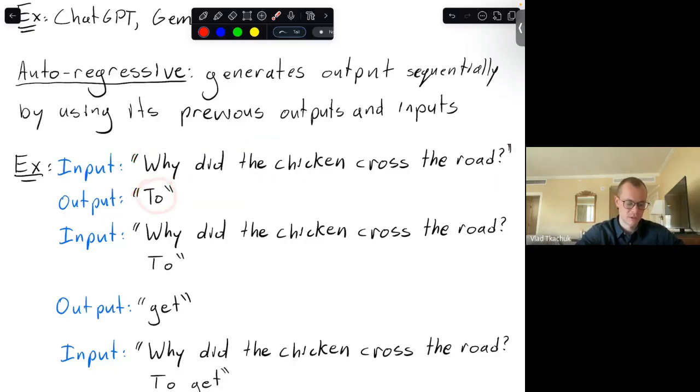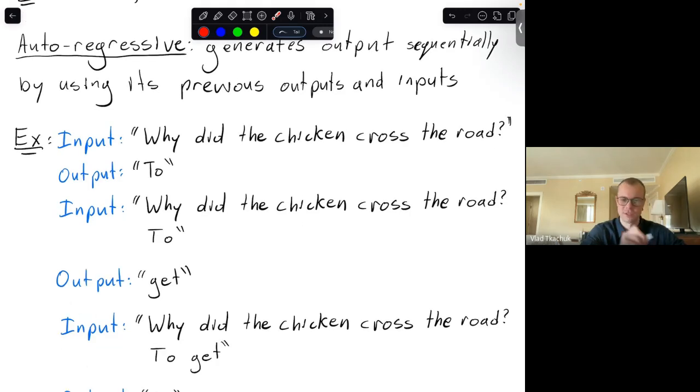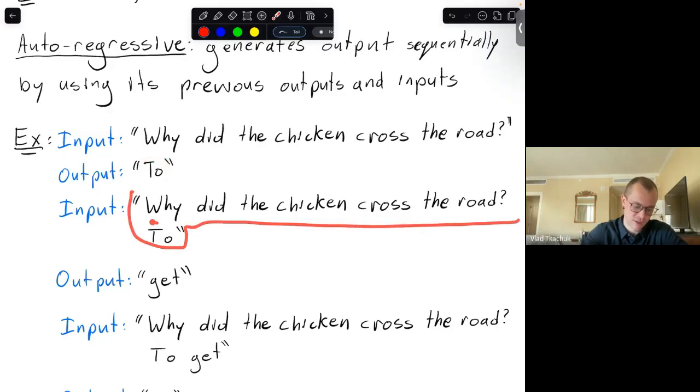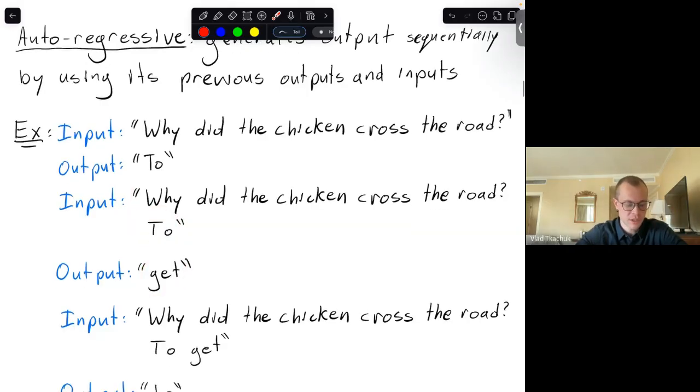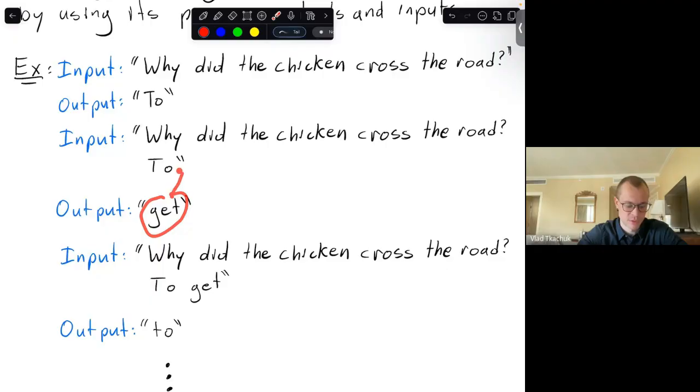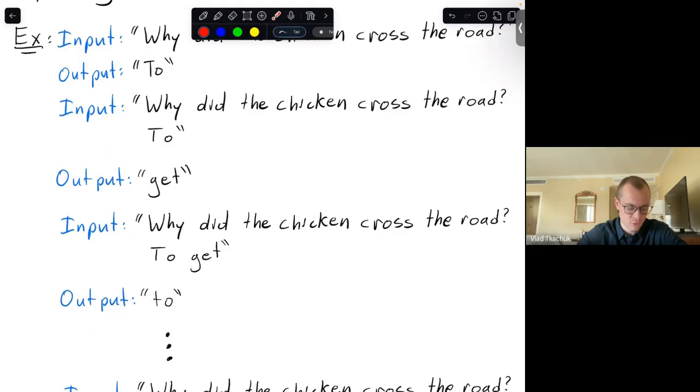And then to its input for the next time, as it's generating, it'll actually add the word to its input. So its new input will be the following, which it appends to the input. And then it'll produce the next word, which is "get". And then it'll be like, okay, let me add this to my input. So I'll put it here. And that's what its next input looks like. It has appended both of these. And then maybe it'll output "to get to".